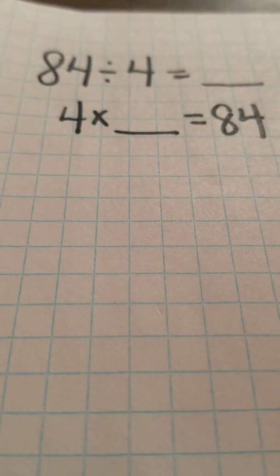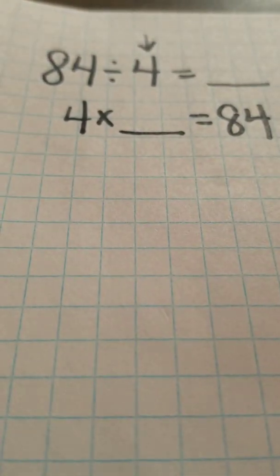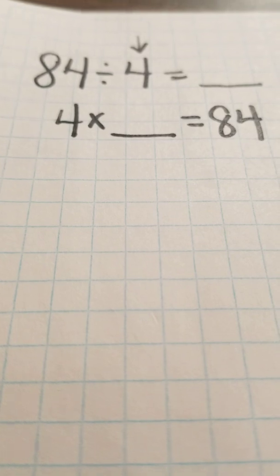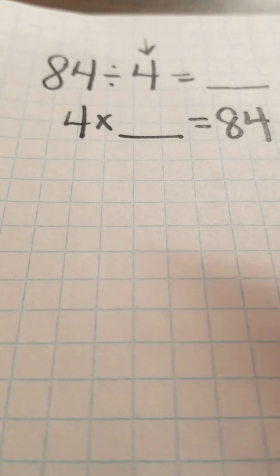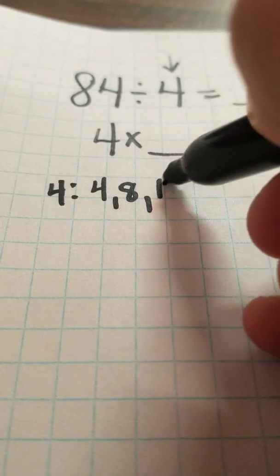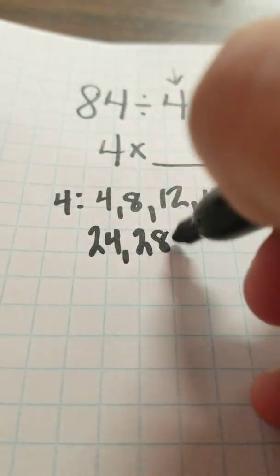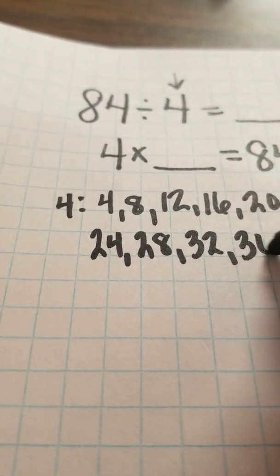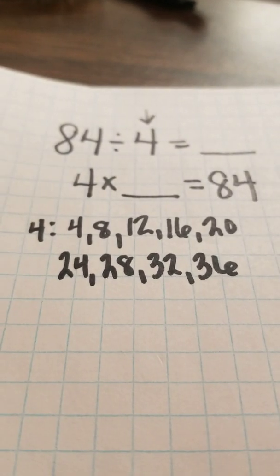So to get us started, first I want to take our divisor, which is 4, and list the multiples of 4 so that I know what I'm working with. Okay, so I'm going to come down here and list the multiples of 4. 4, 8, 12, 16, 20, 24, 28, 32, and 36. I go up to about 12. That gives us a good set of numbers to use.